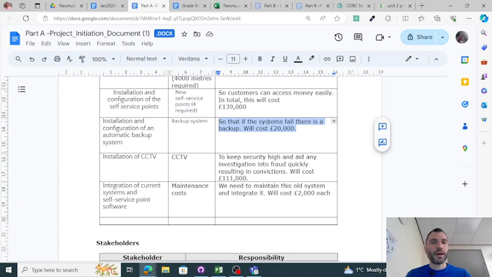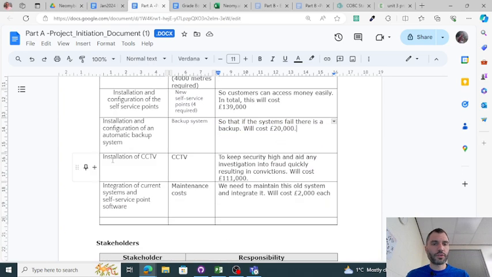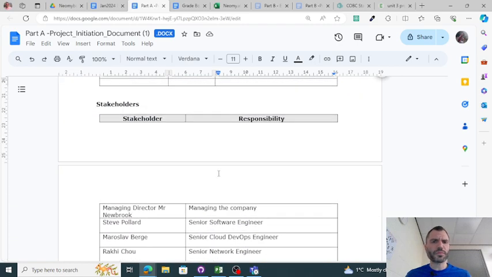Installation of a backup system, so a server or something to back this whole thing up. 20,000. Installation of CCTV, 111,000. Why do we need it? To stop fraud and make it easy to investigate so the bank loses less money. And then integrating the systems and self-service. So it costs 2,000.